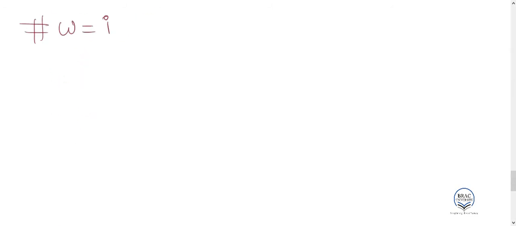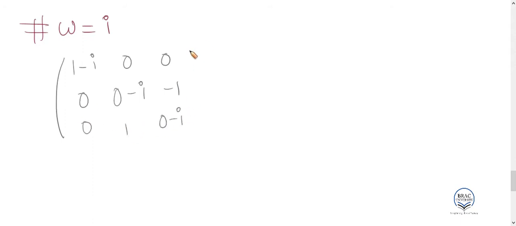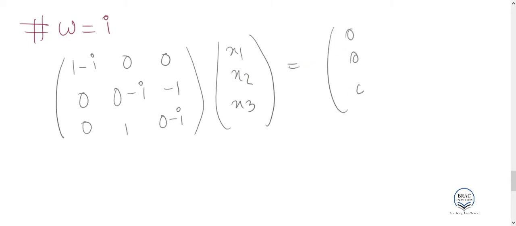So this will be 1 minus i, then you will have a 0 0, this will be 0, then you will have a 0 minus i, and you will have a minus 1, and then you will have a 0 over here, 1 over here, and another 0 minus i over here, and finally you will have x1, x2 and x3, and this will correspond to 0 0 0 on the right hand side.